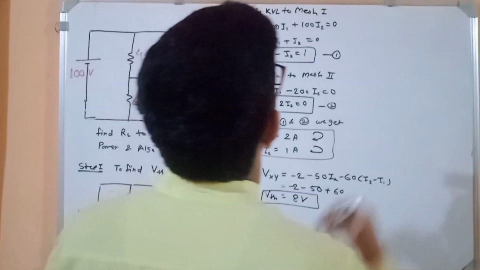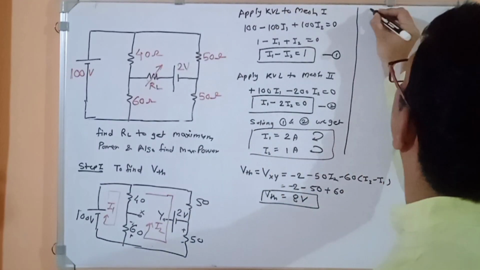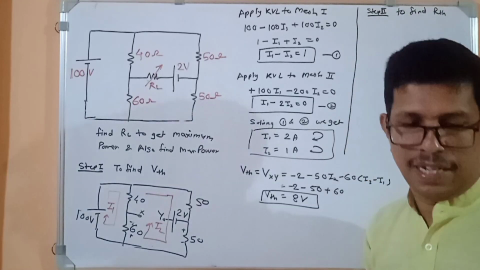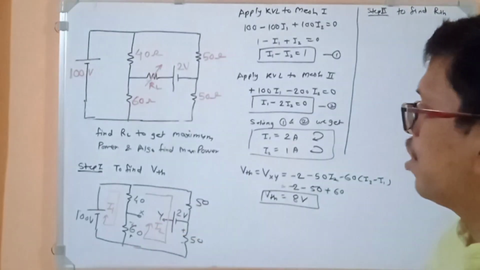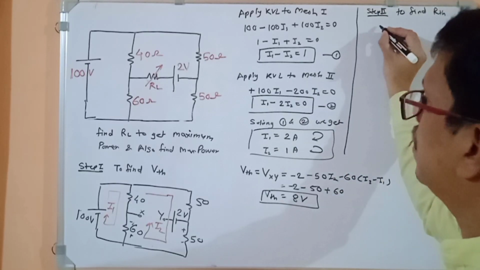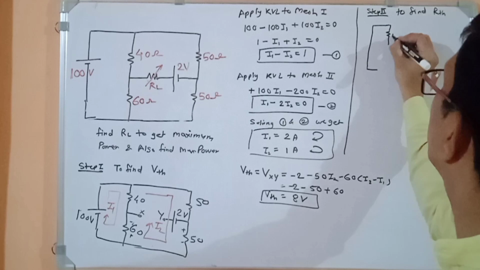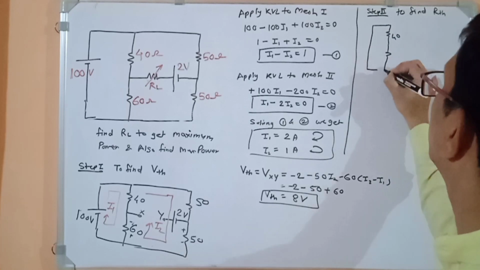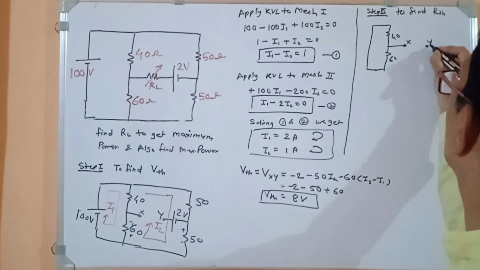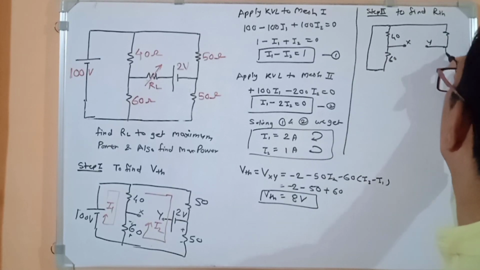Now second step, to find RTH. Step 2, to find RTH is my step 2. So what is to be done? Voltage source is shorted. So here what remains is, this is shorted, and in this there are two resistances, 40 and 60. Okay, this is my X, this is my Y, and there what remains is 50 and 50.